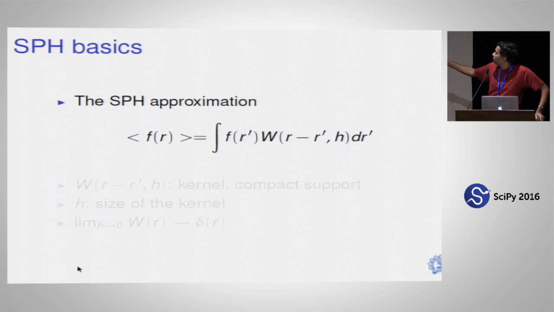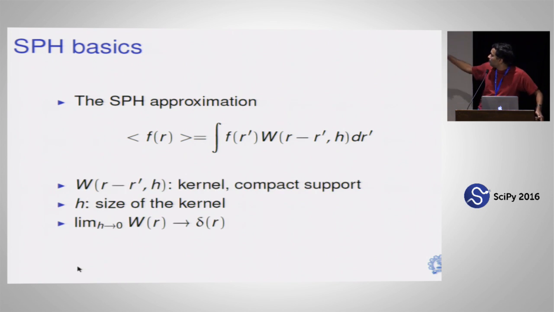So if you replace this W with the Dirac delta distribution, this will be an exact expression. But instead you replace W with something called a kernel, which has compact support, and such that as h, which is a size parameter of that kernel, goes to 0, it tends towards a Dirac distribution. So it's an approximation of this identity, and you use this to represent a field property. So you have a bunch of particles. Each particle has this field representation, and the ensemble of all of those gives you the field property.